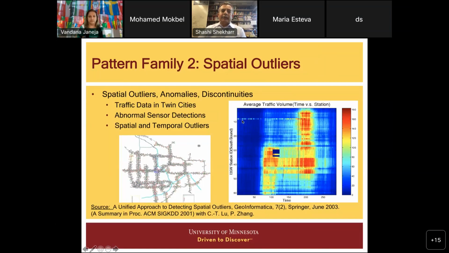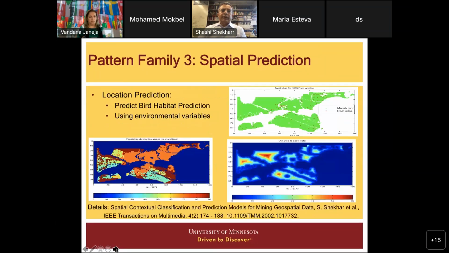So when our algorithms detected that, we took it to the Department of Transportation, and they went and checked the sensor. It turned out it was a bad sensor, and they replaced it. But there are many other applications like that. Right now, we have another project with the Department of Defense looking at ship trajectories and their gaps, and finding outliers of this kind, where trajectories look very different from other trajectories in the neighborhood and so on. Let's go to other pattern families.